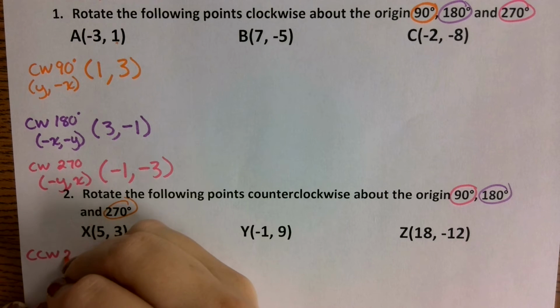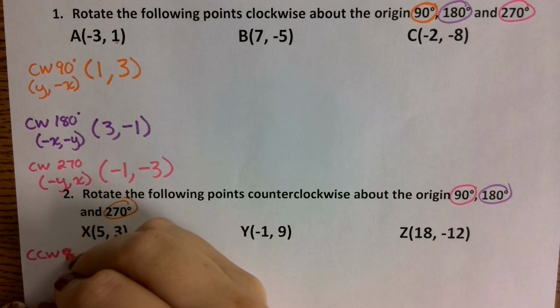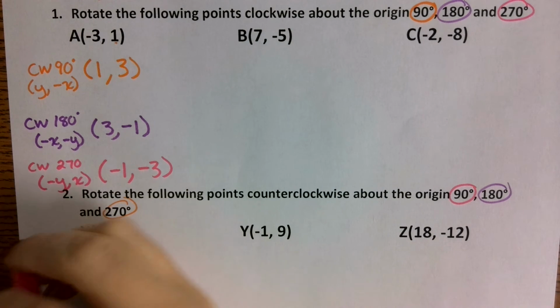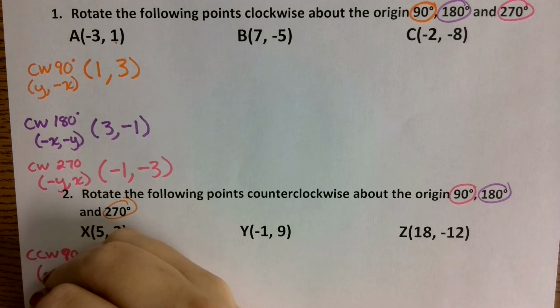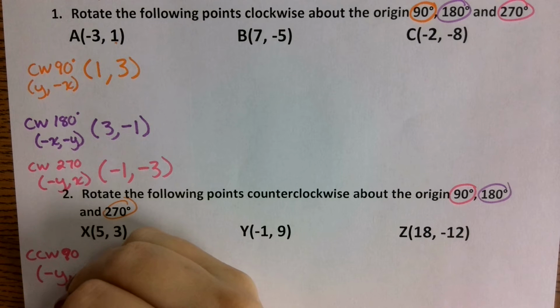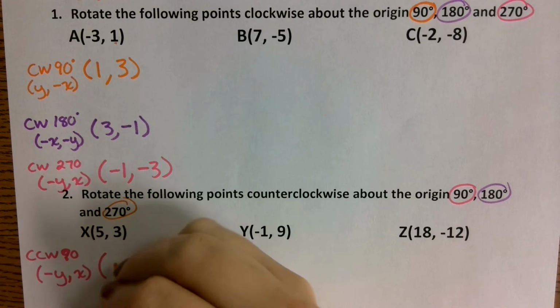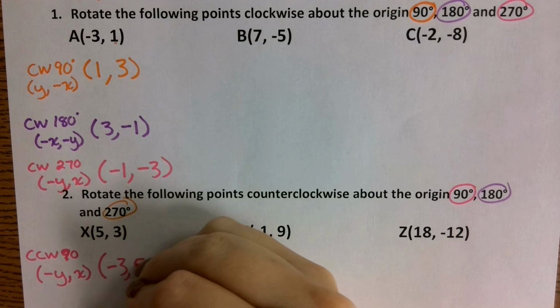Okay, so when we go counterclockwise 90 degrees, counterclockwise 90 degrees is going to be the opposite of Y and X. Opposite of Y and X. So we're going to have -3, +5.